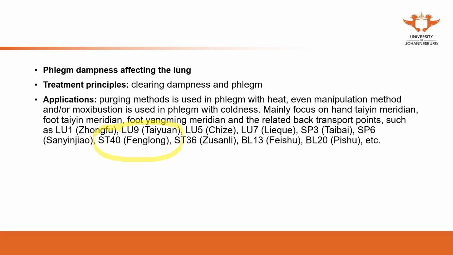Stomach 36, 足三里. This is a point on the stomach meridian. This can accompany to strengthen the spleen and stomach. Spleen and stomach are coupled organs.